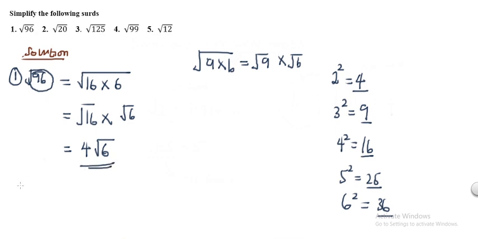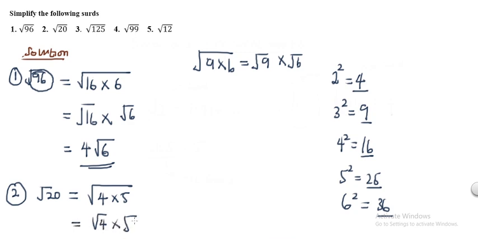Let's quickly jump into the next example. For the next example, we are told to simplify root 20. For root 20, we can break it down. The perfect square that can go into root 20 is 4. We can say this is 4 times 5, right? So we have root 4 times root 5. This will be equal to root 4 is 2. Root 5 cannot be simplified further. It is a surd, so we write it out as root 5 here. So this is the answer for simplifying root 20.